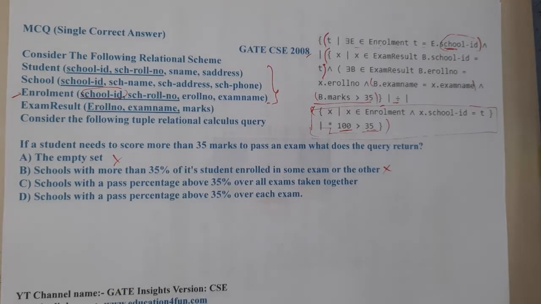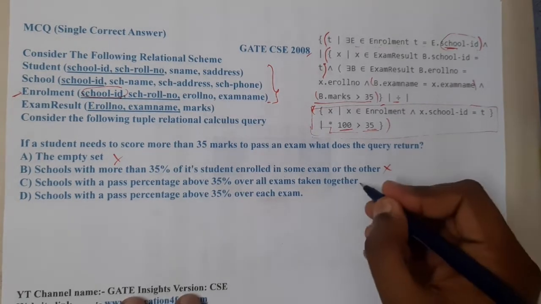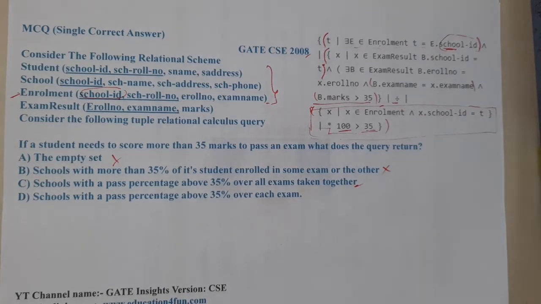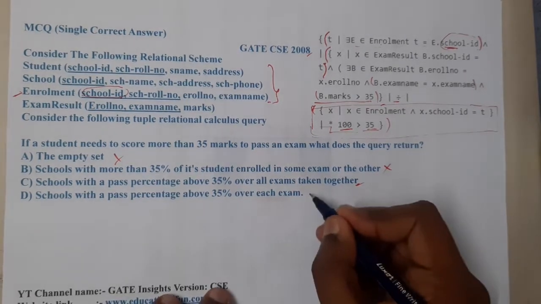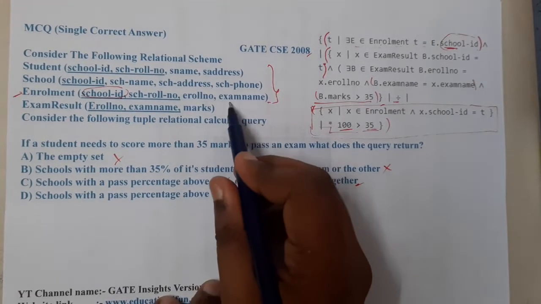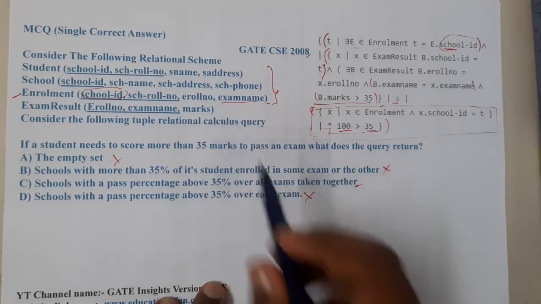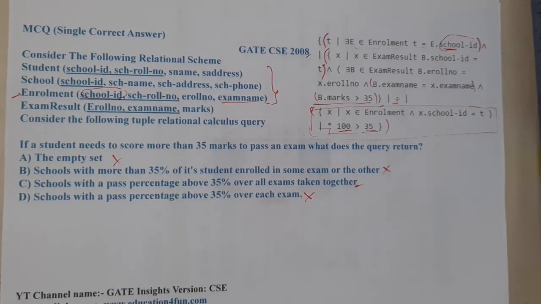Moving on to option C. Option C says schools with a pass percentage above 35% over all exams taken together. So this might be the correct answer. And option D says schools with a pass percentage above 35% over each exam. Okay, so I think this option is wrong, because here we are having exam names, but we never compared each exam one after the other, right?